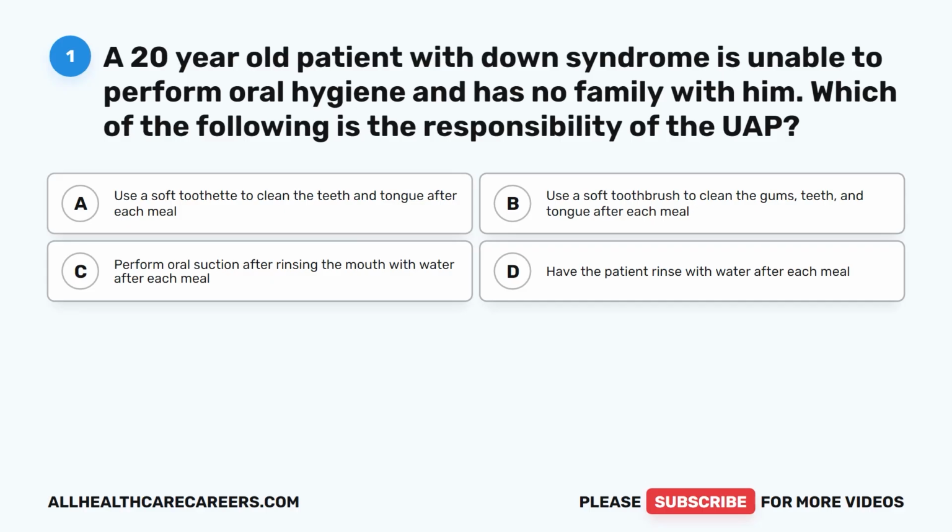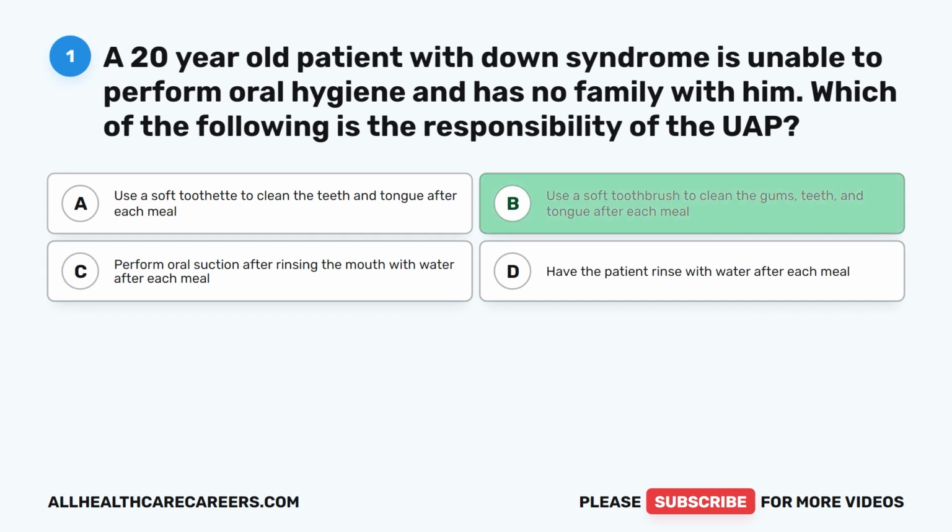Question 1. A 20-year-old patient with Down syndrome is unable to perform oral hygiene and has no family with him. Which of the following is the responsibility of the UAP? A. Use a soft toothette to clean the teeth and tongue after each meal. B. Use a soft toothbrush to clean the gums, teeth, and tongue after each meal. C. Perform oral suction after rinsing the mouth with water after each meal. D. Have the patient rinse with water after each meal.